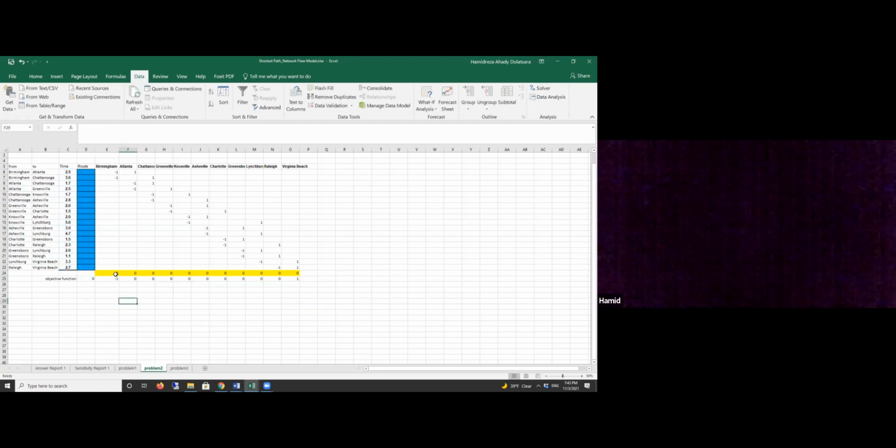If you look at the yellow cells, it's just multiplication of the route selection. The blue cell, just 0 or 1, times the direction. So, for example, Birmingham: either D6 or D7 could be 1, not both of them, because you just pick one of them.